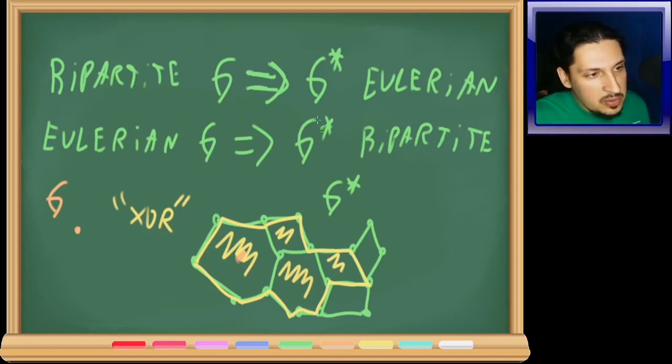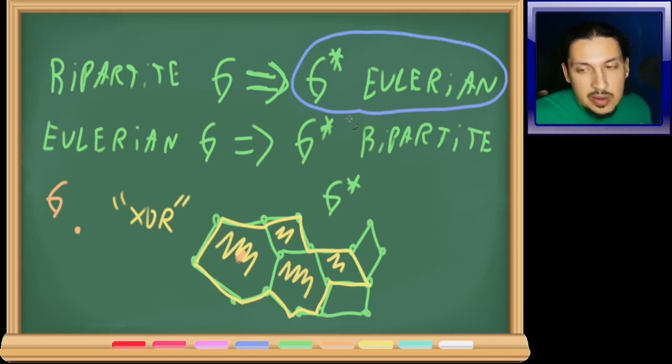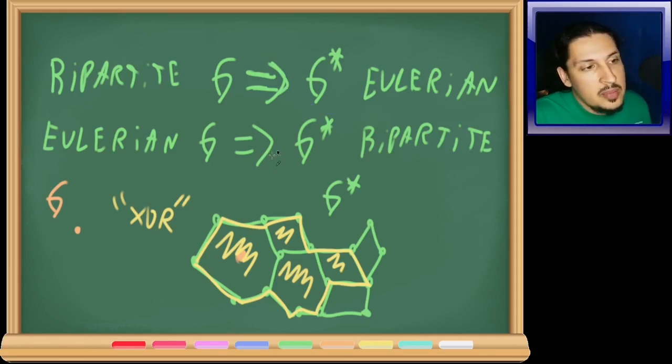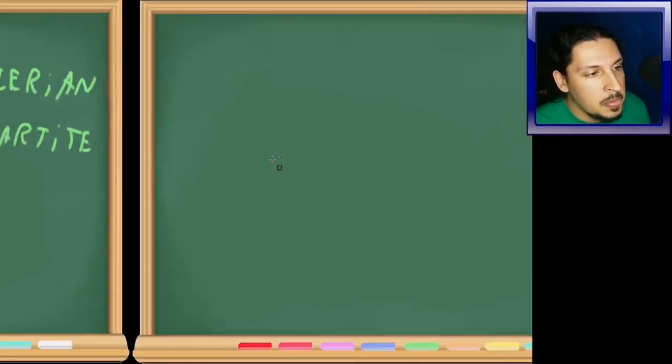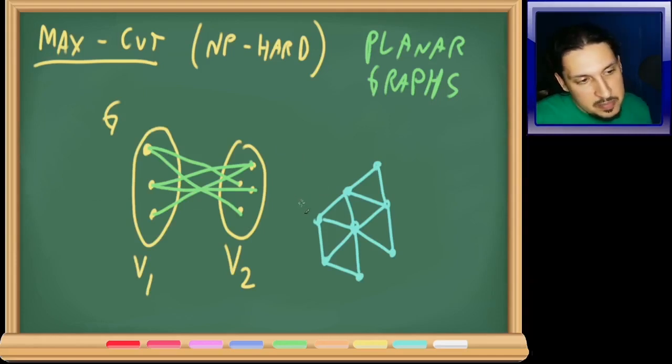That means that the dual graph of that resulting graph after we remove edges will be Eulerian, and vice versa. If we get to a Eulerian dual graph, then we will be okay. And that is basically the idea.